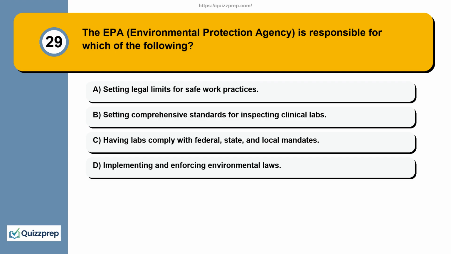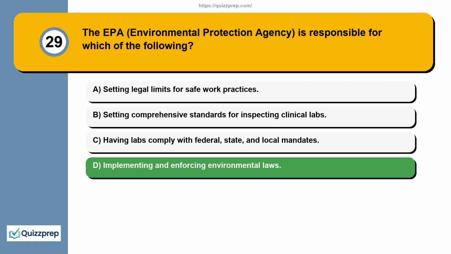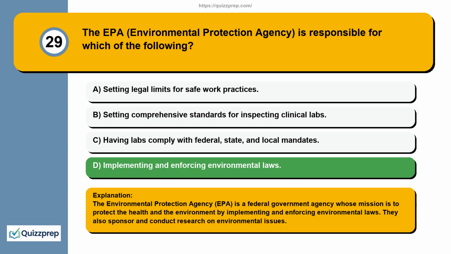Question 29. The EPA, Environmental Protection Agency, is responsible for which of the following? Setting legal limits for safe work practices, setting comprehensive standards for inspecting clinical labs, having labs comply with federal, state, and local mandates, implementing and enforcing environmental laws. The Environmental Protection Agency, EPA, is a federal government agency whose mission is to protect the health and the environment by implementing and enforcing environmental laws. They also sponsor and conduct research on environmental issues.